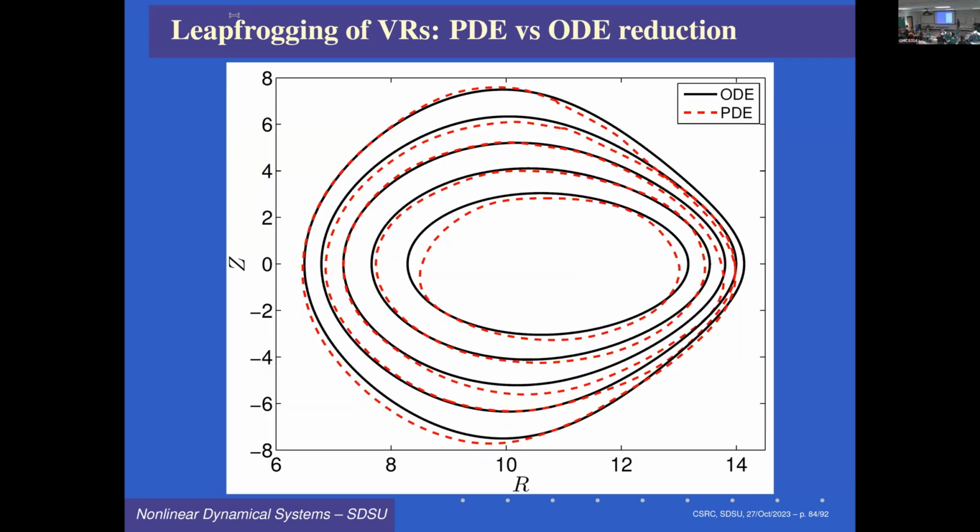And this is this picture. Again, I'm placing myself in a co-traveling frame. In the co-traveling frame, the leapfrogging is just periodic orbits. You can see the black line is the ODE, and the dark line is the PDE for different radii of the vortex ring. Very, very nice prediction.